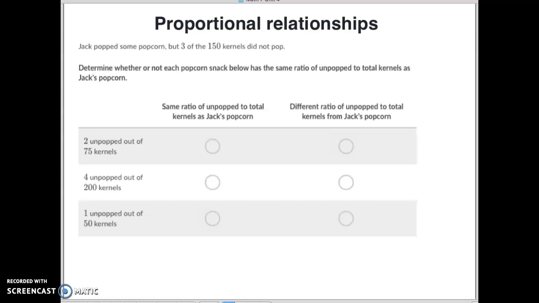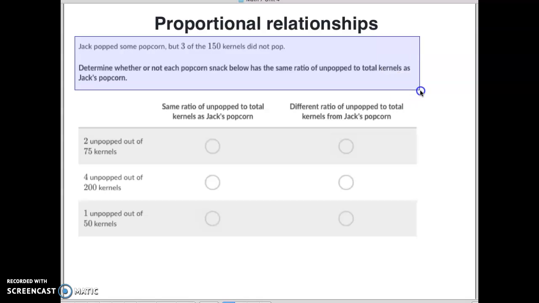We'll do two tomorrow. On this one, Jack popped some popcorn, but 3 of the 150 kernels did not pop. So I'm reading it right up here if you don't know. Determine whether or not each popcorn snack below is the same ratio of unpopped to total kernels as Jack's popcorn.